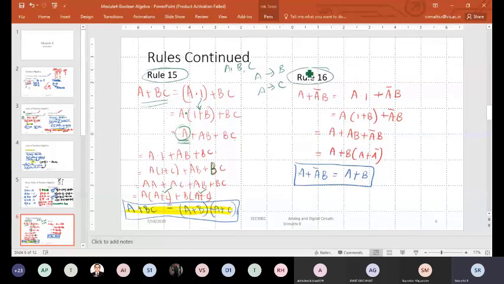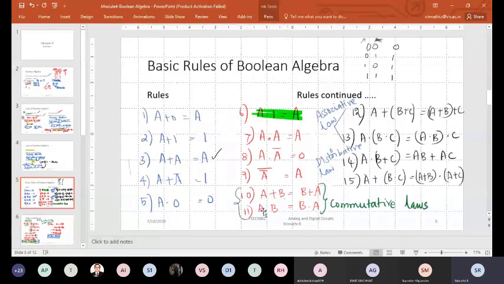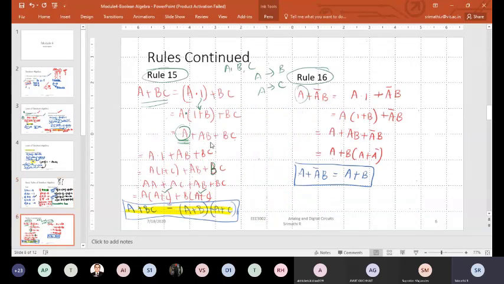Coming to rule number 16: a plus a bar b is equal to a plus b. In the same way, here we need to expand with the literals. Now what is the other variable we have? Other than a we have b. Since this is a single literal, I have to write a as a dot 1, because we know already a dot 1 is a. So a into 1 can be written as a into (1 plus b), because 1 plus b is 1.